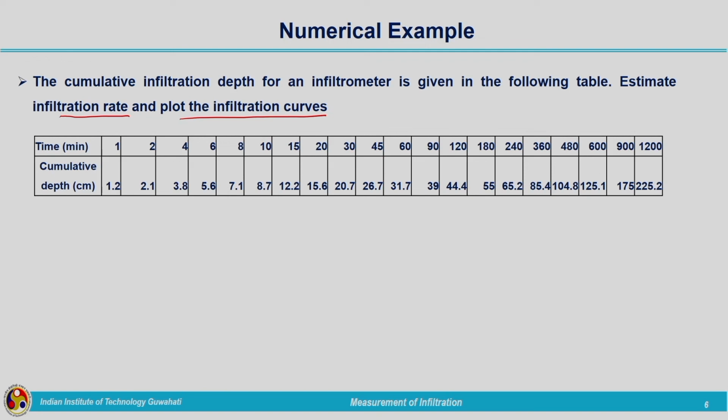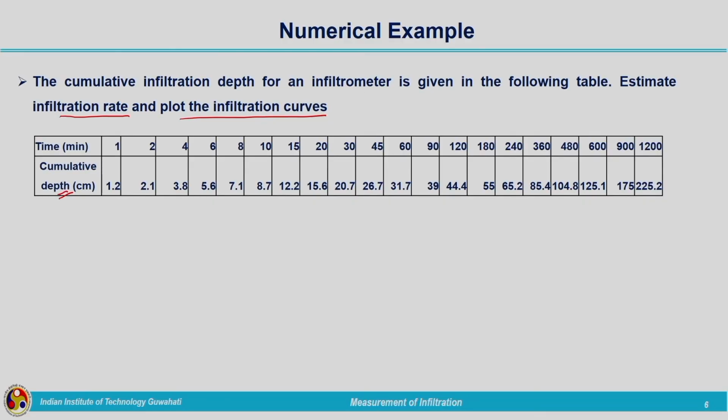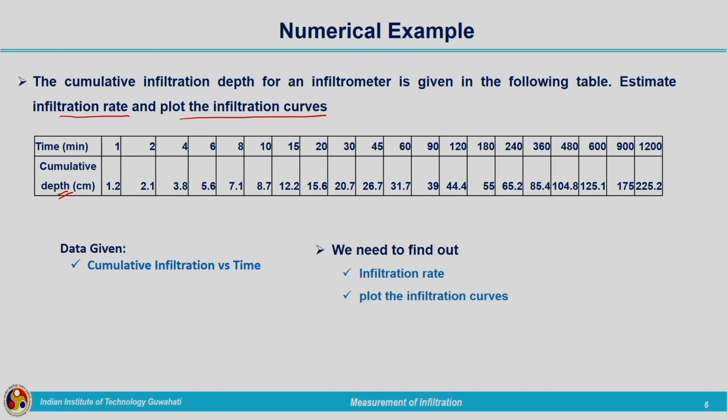Time intervals are given in minutes and cumulative depth is representing the water which is infiltrated into the ground. This is the cumulative depth, it is not the incremental depth. It's given from the beginning of time till the end of that particular time period, and the water which is infiltrated is given to us. Now, data given is cumulative infiltration versus time, and we need to find out the infiltration rate and also plot the infiltration curves. So, two things we have to do.